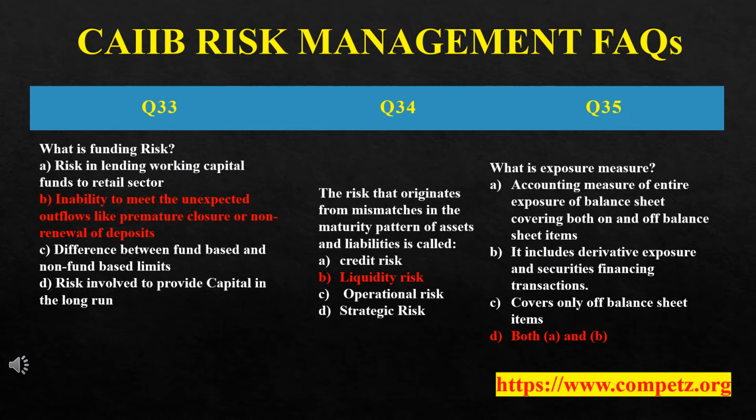Now look at the screen. This is our 33rd question. So the question number 33. So what is funding risk? Okay, you can see the options. What is funding risk? See, funding risk. The name itself says what funding risk is. The answer is highlighted in red color, that is the B option. Funding risk is a type of which risk?